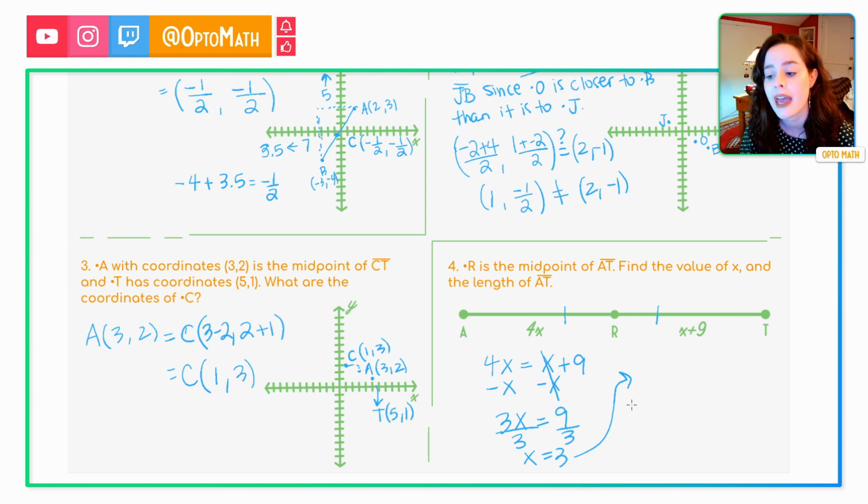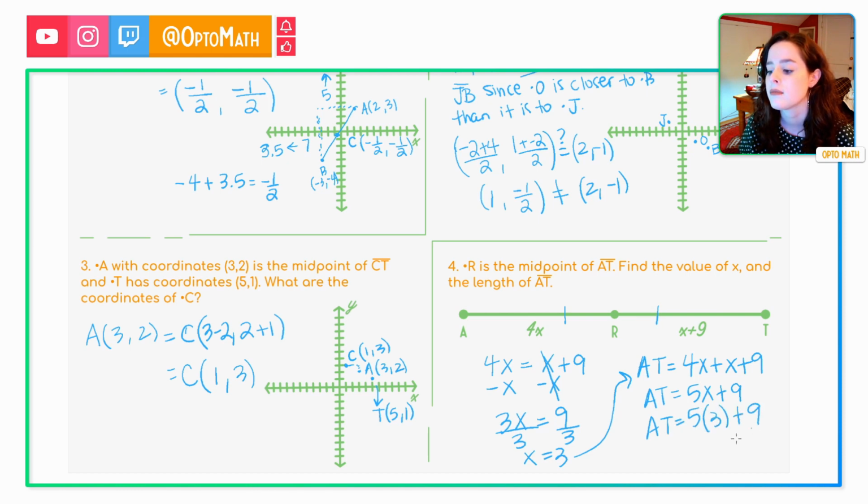We want to substitute x into the expression for AT. Well, AT is the whole thing, so we need to add 4x plus x plus 9 to get the value of AT, or the expression for AT. So that's going to be 5x plus 9. And we'll substitute our x value to find the actual length. So AT is 5 times 3 plus 9. So AT is 15 plus 9, which is 24.